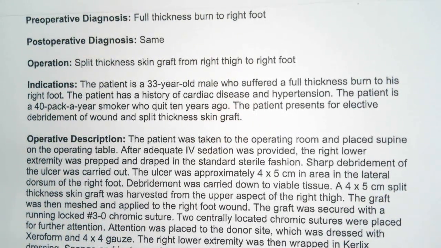So as per usual, the patient was taken to the OR, placed in the appropriate position on the operating room table. Adequate IV sedation was provided. The right lower extremity was prepped and draped in the sterile fashion. Sharp debridement of the ulcer was carried out, and the ulcer was approximately 4.5 centimeters in the area in the lateral dorsum of the right foot.